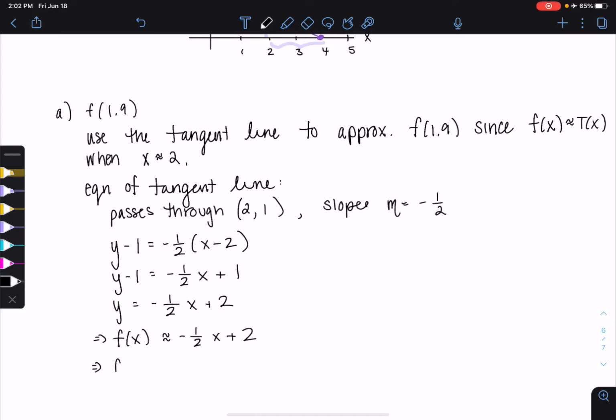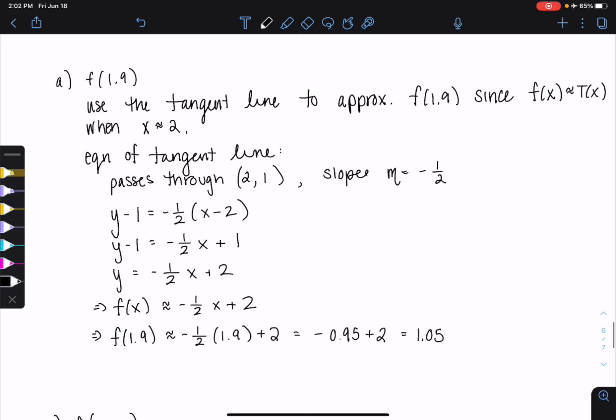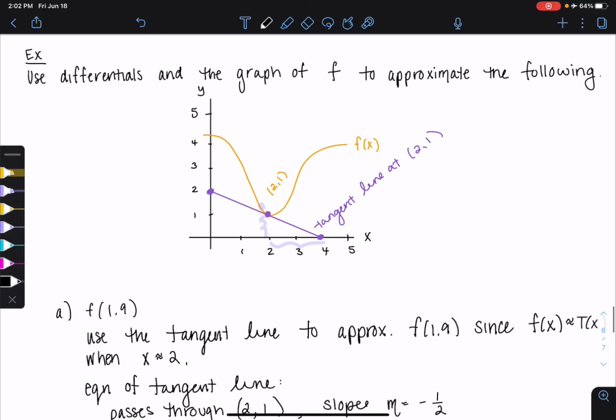So we want to see what is our function evaluated at 1.9. So if we plug that in, this would be 1.9 divided by 2 is negative 0.95 plus 2. So this is around 1.05. So f of 1.9 is about 1.05, which makes sense. The y value is not going to be too far off from the 1.